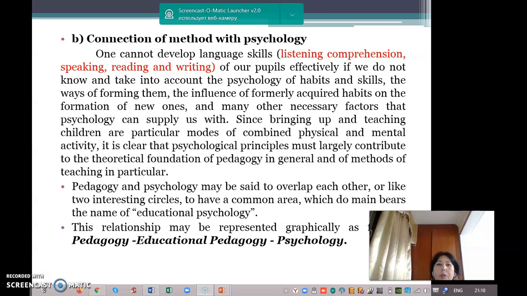Since bringing up and teaching children are particular modes of combined physical and mental activity, it's clear that psychological principles must largely contribute to the theoretical foundation of pedagogy in general, and of methods of teaching in particular. Pedagogy and psychology may be said to overlap each other and, like two intersecting circles, to have a common area, whose domain bears the name of educational psychology. This relationship may be represented graphically as follows: pedagogy, educational psychology, psychology.